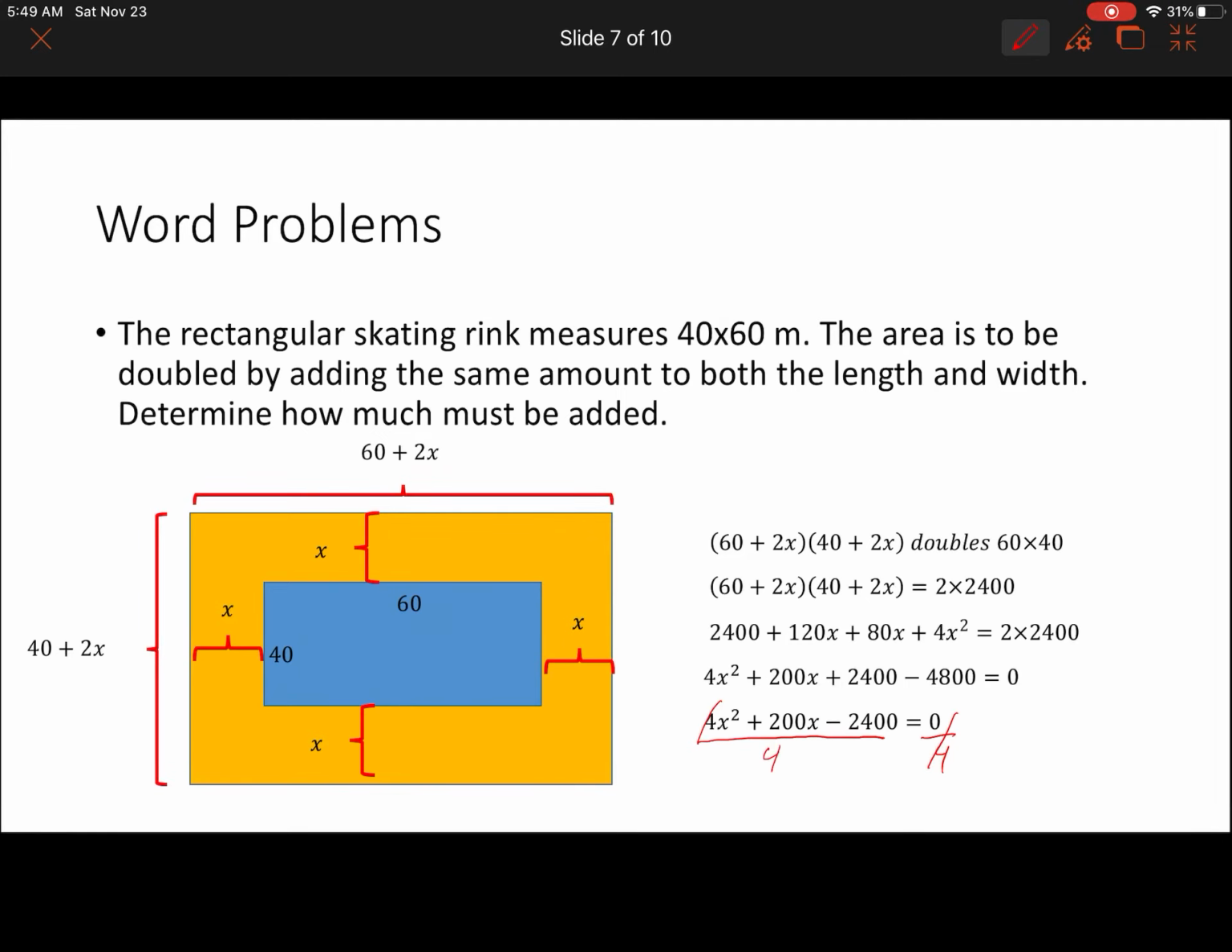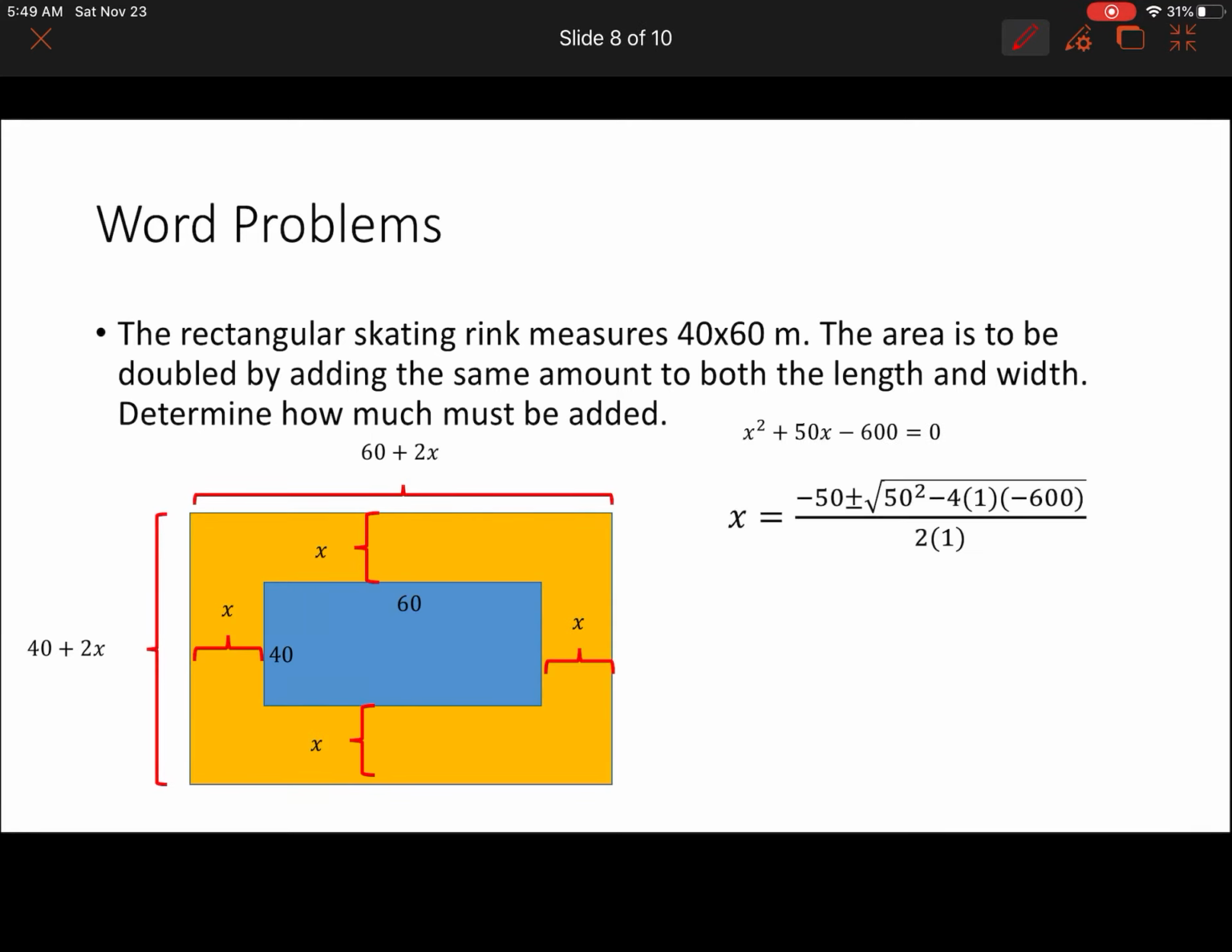0 over 4 is 0. Take that 4 out of there. Take that, divide by 4 is 50. Divide this by 4 is 600. And that's how we got our answer. That's how we got our result here. Now we use our quadratic equation. Or we can find two numbers that multiply to 600 and add up to 50. Or you can just use the quadratic equation.